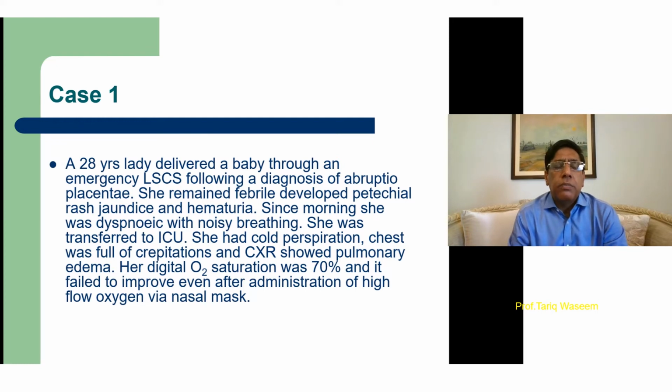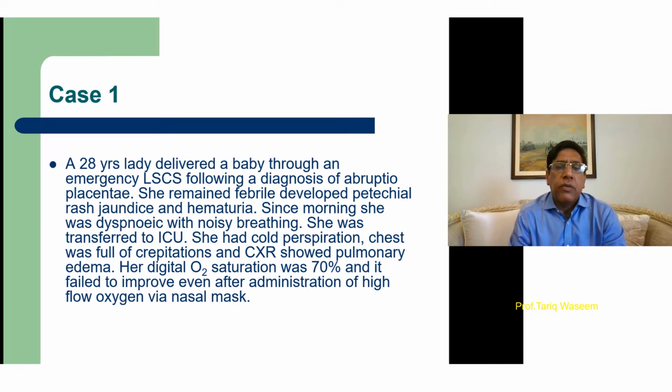So this is a very common scenario which reports to our hospitals, particularly the medical floor is called for that. A 24-year-old lady delivered a baby through an emergency lower segment cesarean section. The reason for that was abruptio placentae. She remained febrile, and then she started developing petechial rash, jaundice, and hematuria. Since morning, she was dyspneic with noisy breathing. She was transferred to ICU.